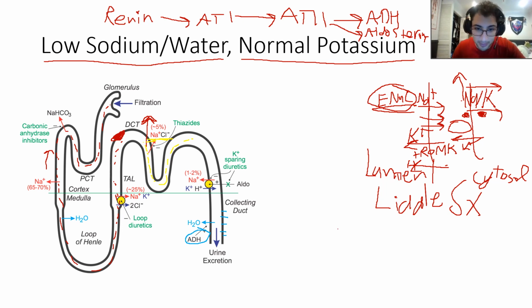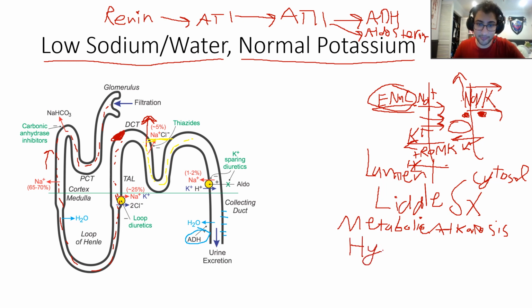So first of all, we'll have a metabolic alkalosis. You'll have a metabolic alkalosis because you're losing hydrogen. You're going to have hypokalemia. Why? Because as you bring in more sodium, you have to lose more potassium.